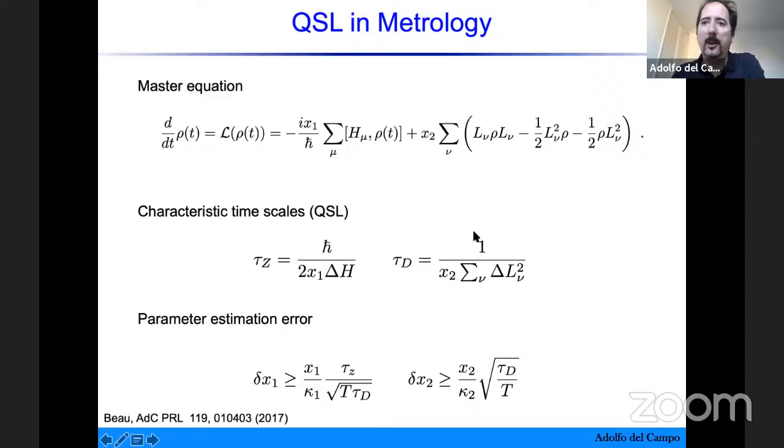in the same spirit. When you use the formalism of quantum metrology and compute the quantum Fisher information for this system, you see that it is these time scales, the inverse of the energy fluctuations or the inverse of the variance of the Lindblad operators, that control your capability to estimate the parameter of the Hamiltonian and the parameter of the bath with low errors. So it's really tau_d and tau_z that enter these equations. So you see how quantum speed limits show up in the context of quantum metrology. That was a very specific example.